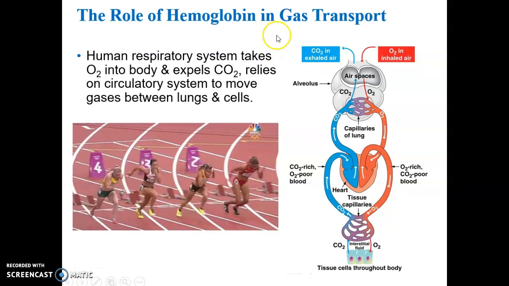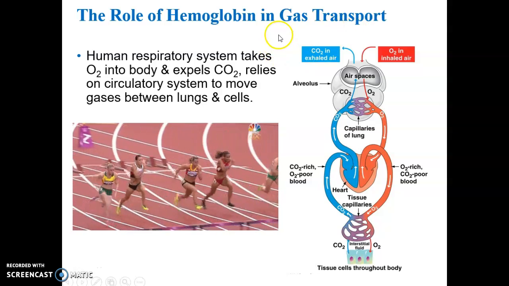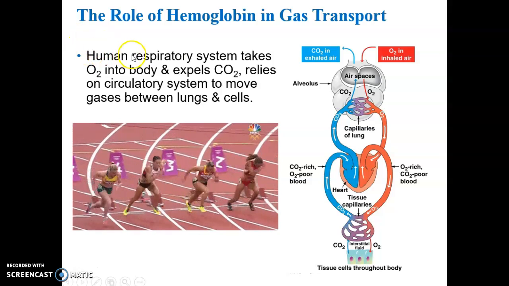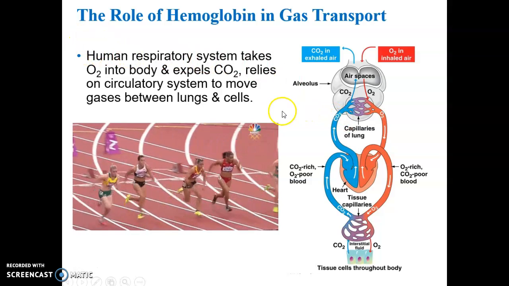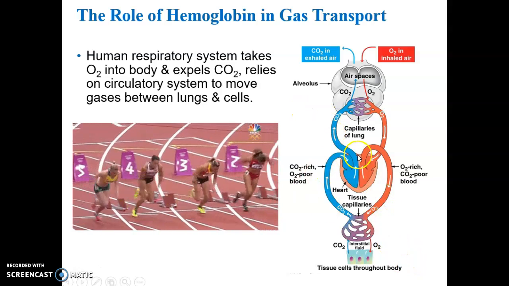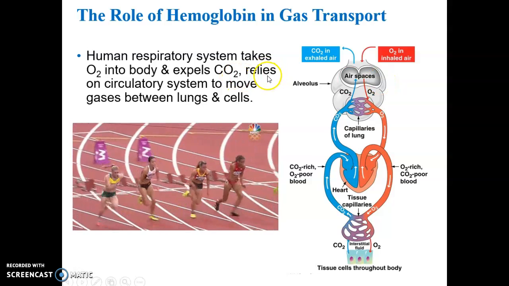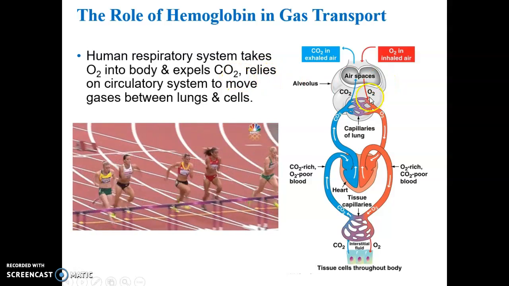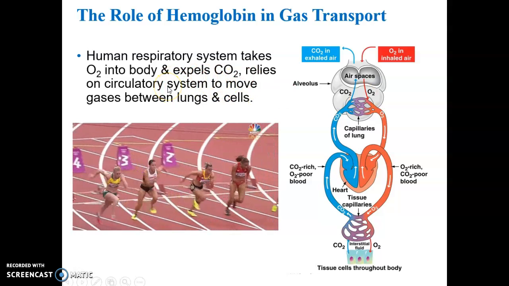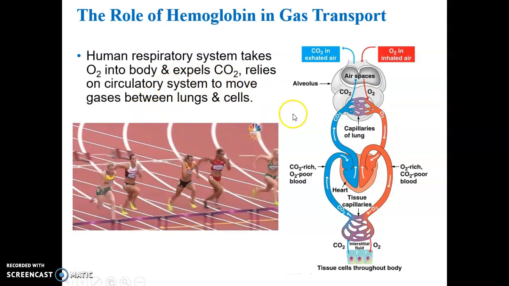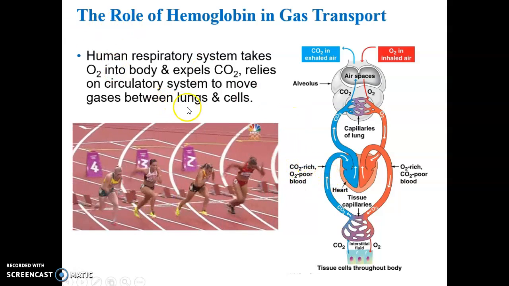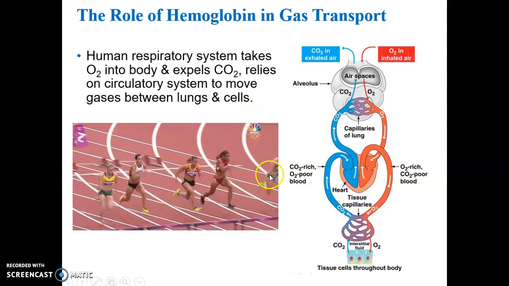So the role of hemoglobin in gas transportation. Again, we talked about how the human respiratory system takes oxygen into the body and expels carbon dioxide. We've talked about those processes, and the respiratory system depends on the circulatory system to move the gases between the lungs and the cells, via the pulmonary circuit and the systemic circuit based on need.